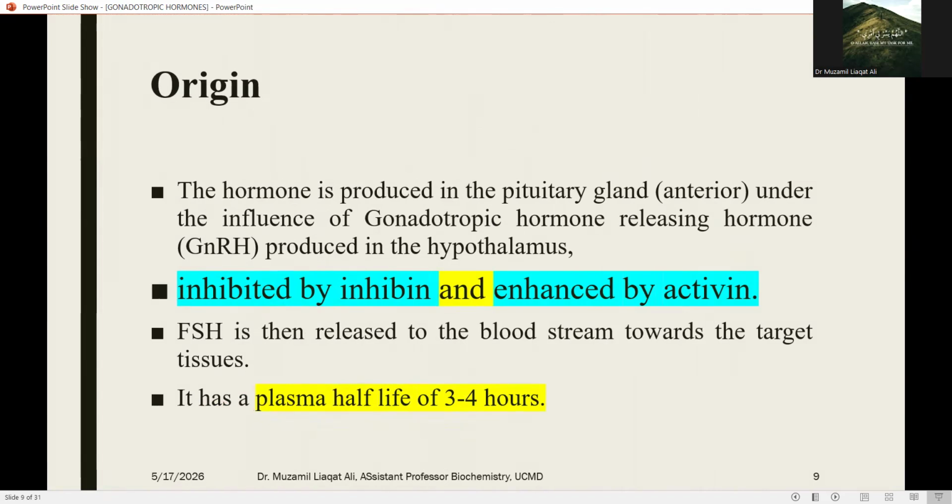FSH is synthesized and secreted by the gonadotroph cells in the anterior pituitary, under the influence of pulsatile release of gonadotropin releasing hormone from the hypothalamus, that is stimulated by activin and inhibited by inhibin from the gonads and high levels of sex steroids. The plasma half-life is around 3 to 4 hours, and it is released into the bloodstream and acts on specific receptors in the gonads.